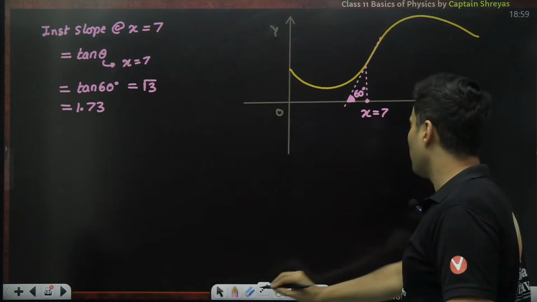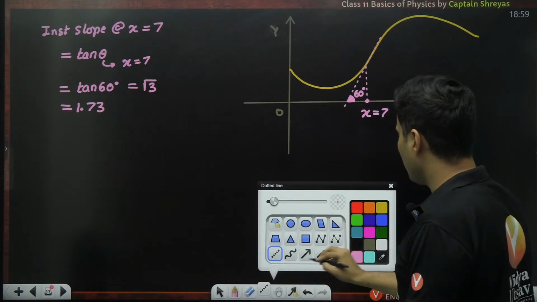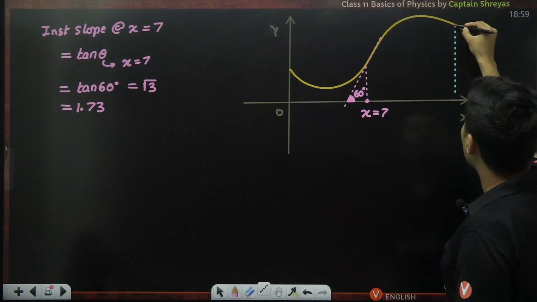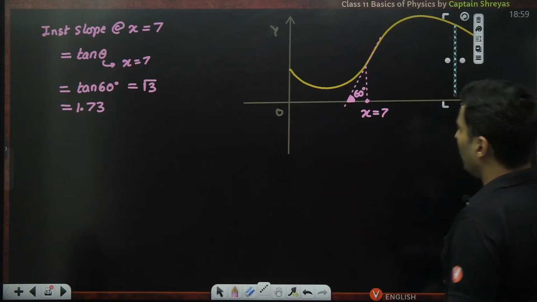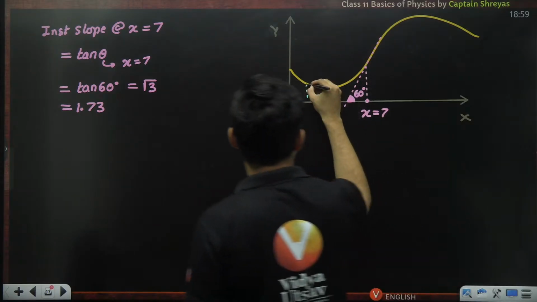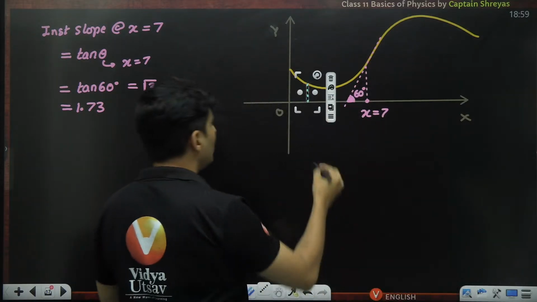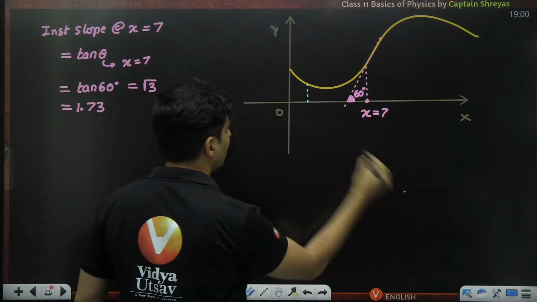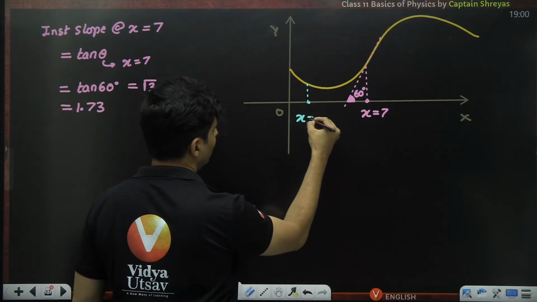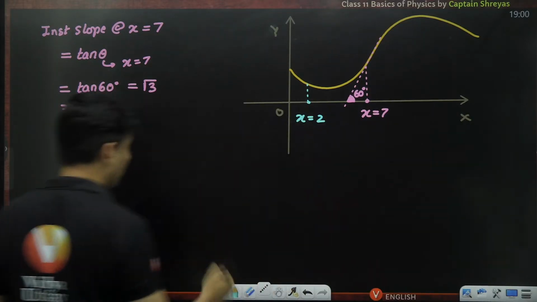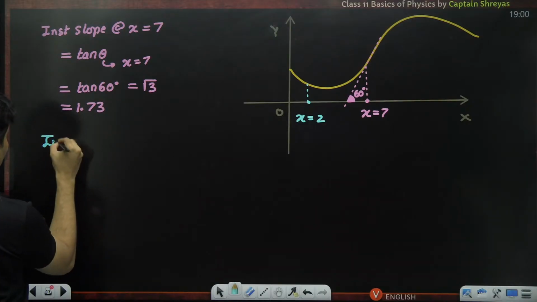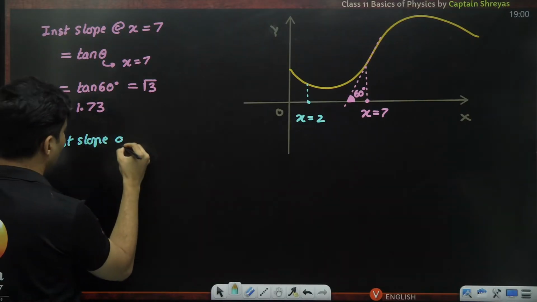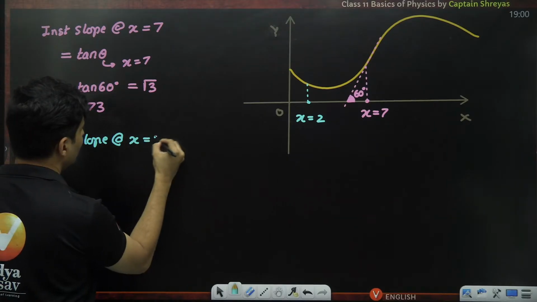If you take some other point, maybe somebody has taken this particular point over here, okay, and if you draw, let's say this is maybe x is equal to 2. At this particular point I want to find the slope. What is the instantaneous slope at x is equal to 2?